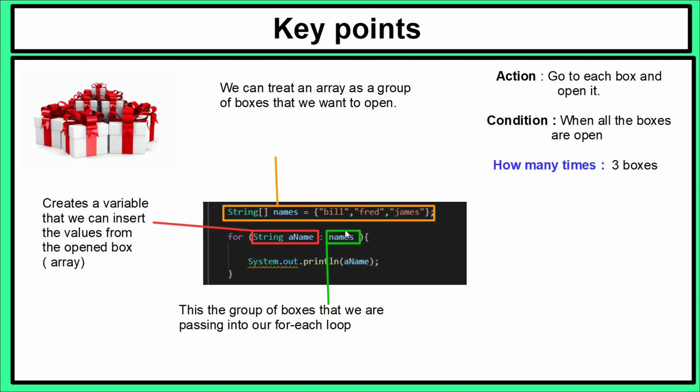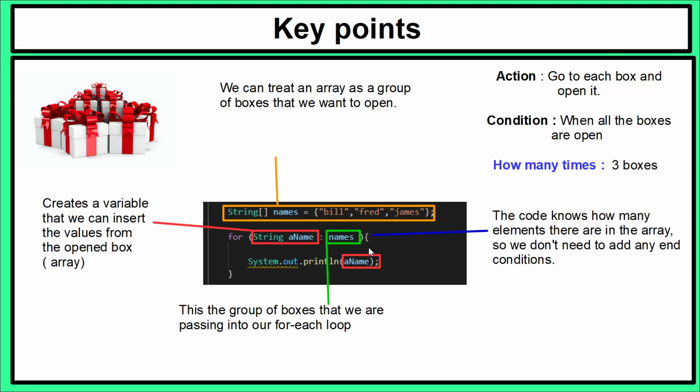Okay, so it's important that we have a group of boxes. As we loop round, each box is opened up, its value is then inserted into the variable, and then we can do all sorts of stuff with that variable. In this example, we're just printing it out. And because the computer knows how many elements there are in an array, we don't need to add any conditional statements to say when we're going to break the loop, because the computer already knows how many boxes we have in our array.